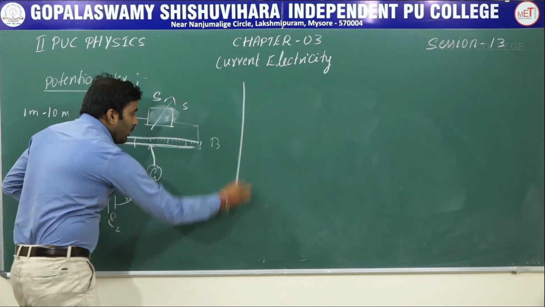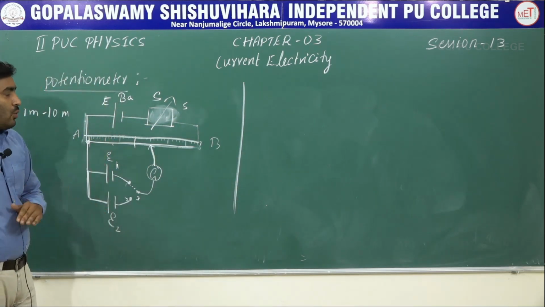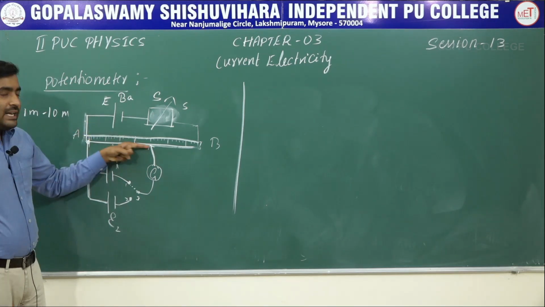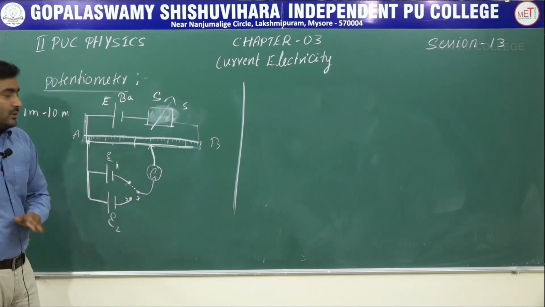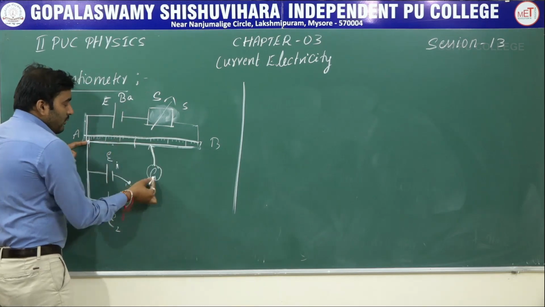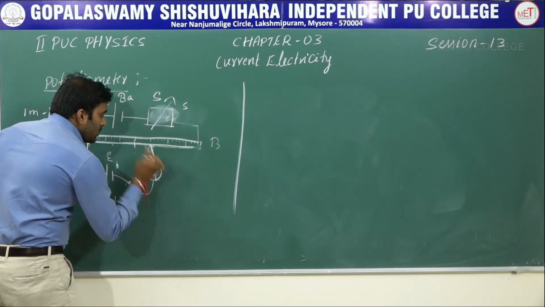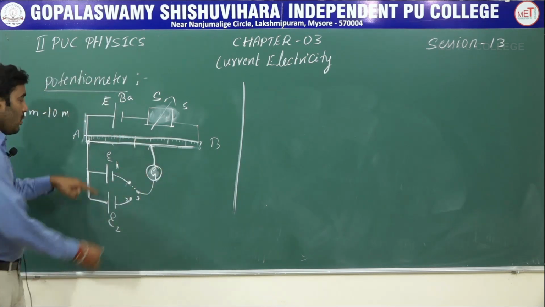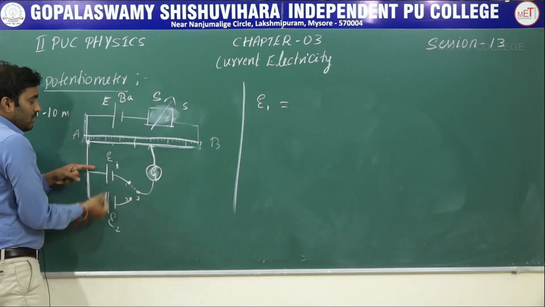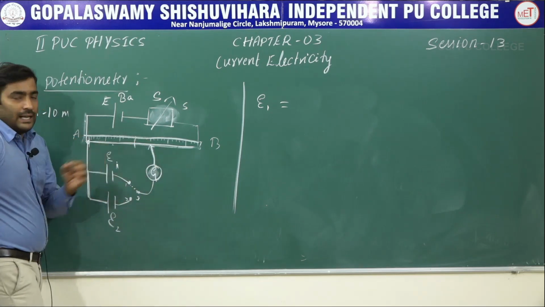Now, from the principle of potentiometer, when steady current flows through the potentiometer wire, the potential drop across any length is proportional to the length. So here we can write, across this length, when the galvanometer shows zero deflection or null deflection, using Kirchhoff's rules, E1 is equal to the potential across this length. This EMF of this cell is equal to the potential drop across this length.